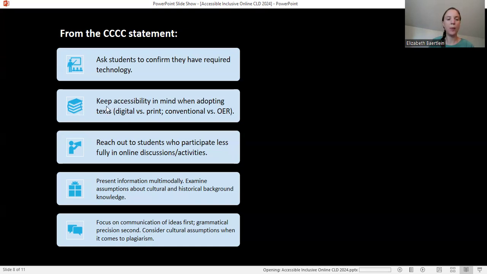And keep accessibility in mind when adopting text, digital versus print, conventional versus OER. So cost is obviously a factor, but then also ability to engage with those texts. I think it's always kind of a battle in a way that the print texts do tend to cost more money, but as far as students' ability to engage with them, there's a lot of research that shows that having the print text does allow for better comprehension. So maybe figuring out ways to get OER, for example, printed for students.